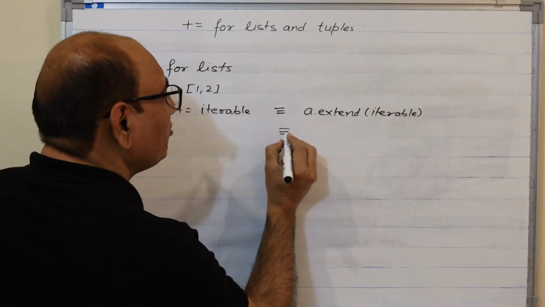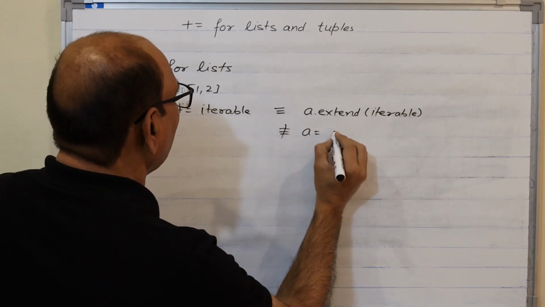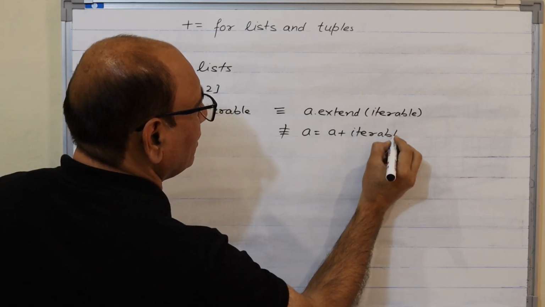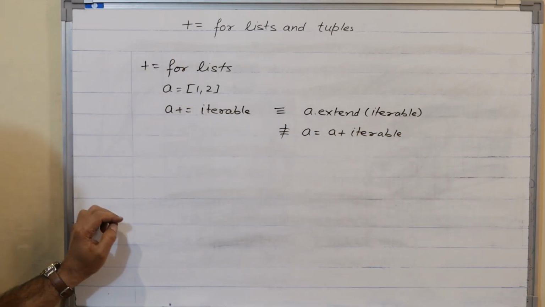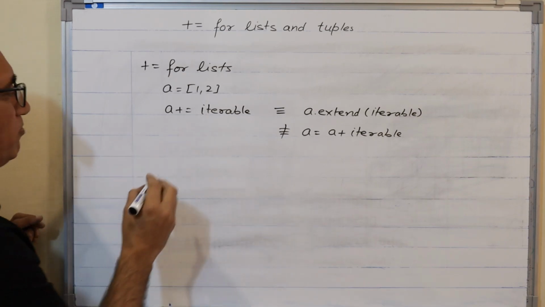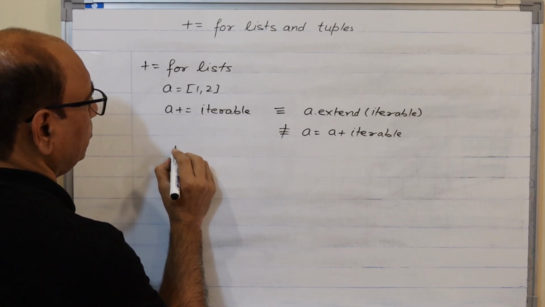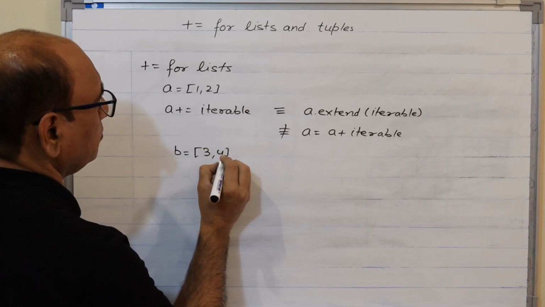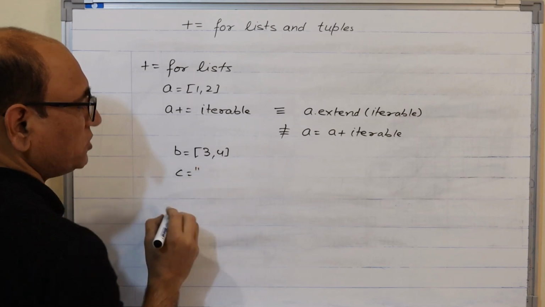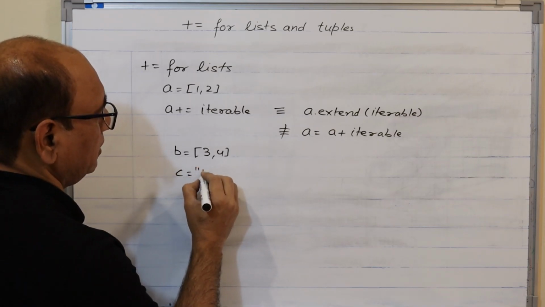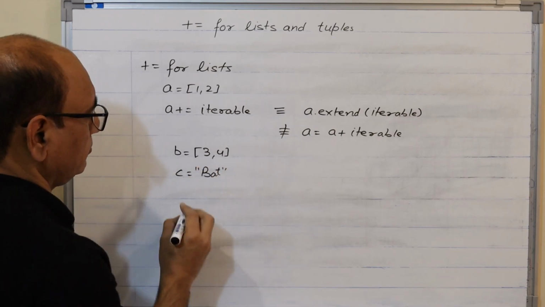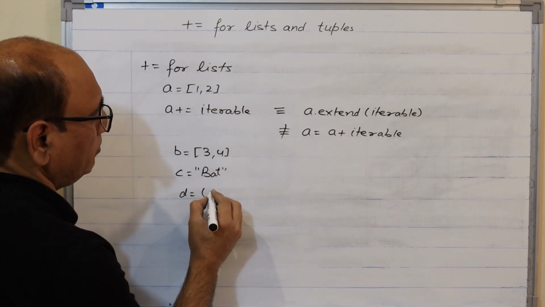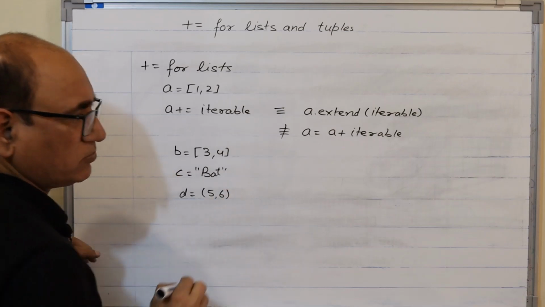And this is not equivalent to A equal to A plus iterable. Not at all. This thing should be very, very clear. Let us take an example. Suppose B is another list containing elements 3, 4. C is a string containing elements, let me say bat. D is a tuple containing the elements 5 and 6.